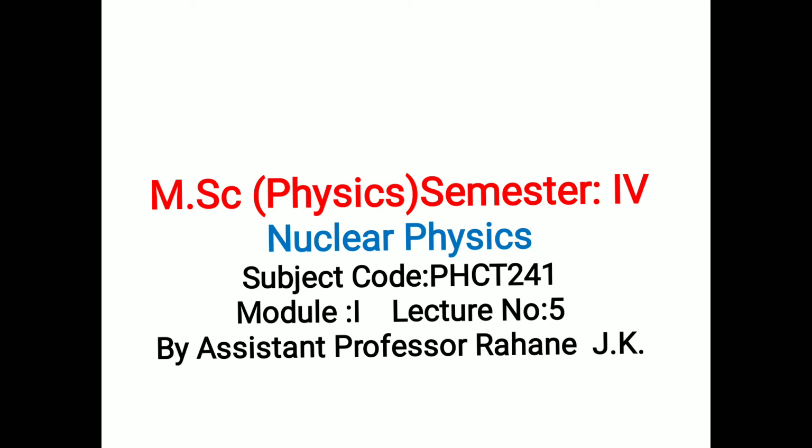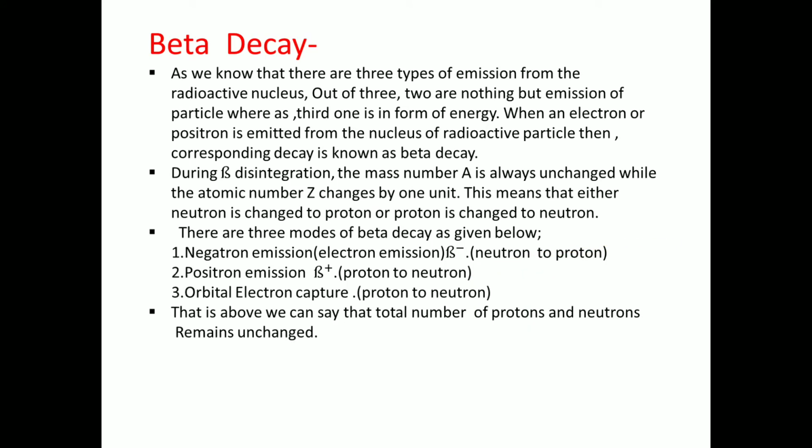Okay, in that our first point is beta decay. In our previous lecture we saw alpha decay. In that we studied the disintegration energy of alpha decay, velocity of alpha decay, range of alpha decay. Now today we are going to start beta decay.